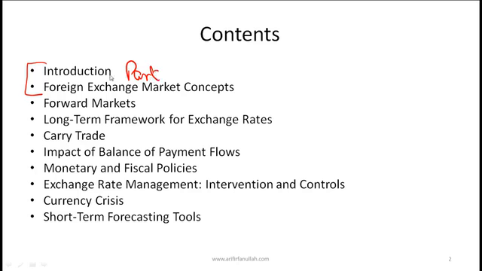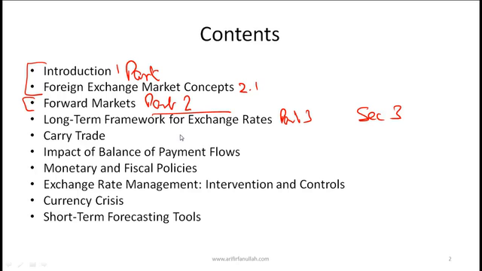So this is section 1 in the curriculum and then section 2.1. In part 2, I will go over forward markets, and this is a relatively short segment. So most of what you will see up to here is material that you have also seen at level 1. Then in part 3, I will go over the long-term framework for exchange rates. This corresponds to section 3 in the curriculum, and this is a relatively long segment.